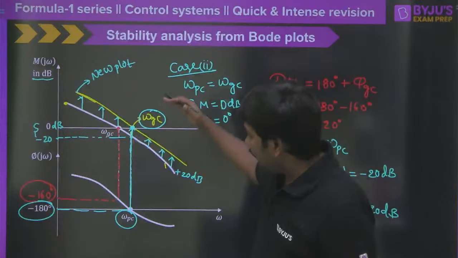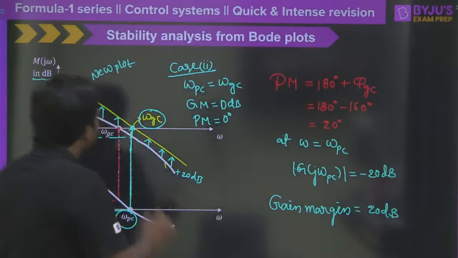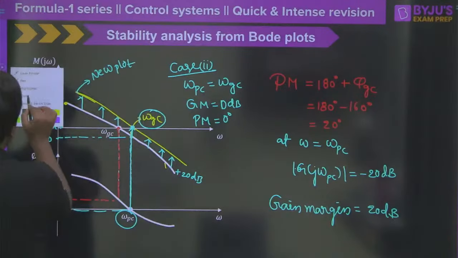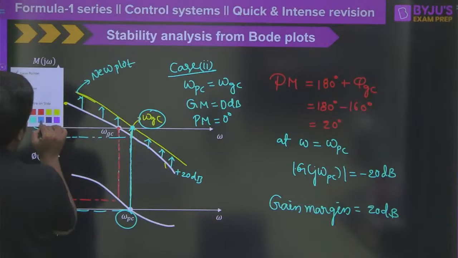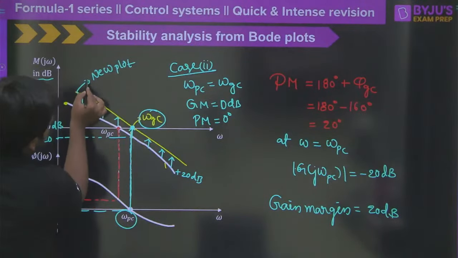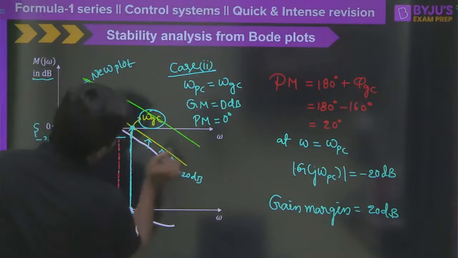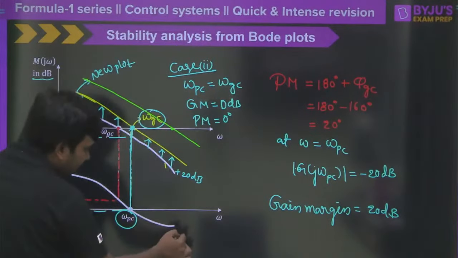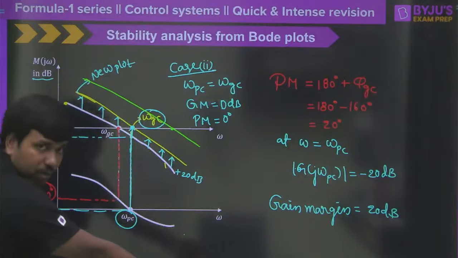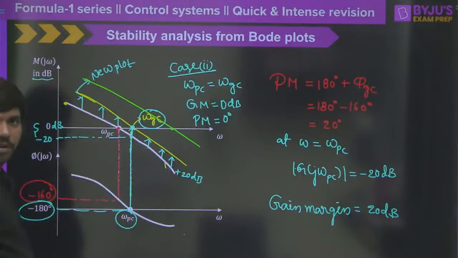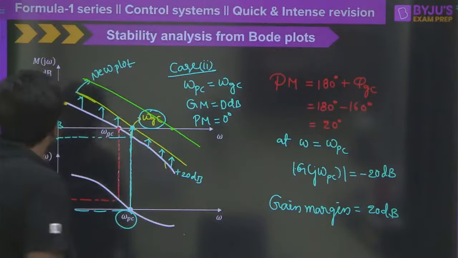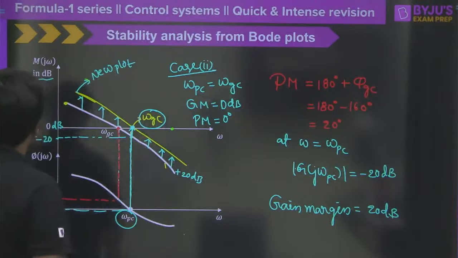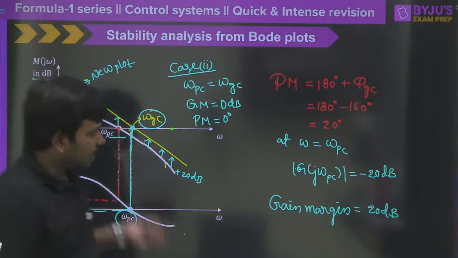Then if you still add something to this, just imagine that another plot may come something like this. Clear? If you still add, then this is how it comes. Then omega GC might be here, and at that time the phase will go to minus 190, 200 like that, then the phase margin will become negative. Clear? So I hope you understood how you can find the phase margin and gain margin from the Bode plot to understand the stability.